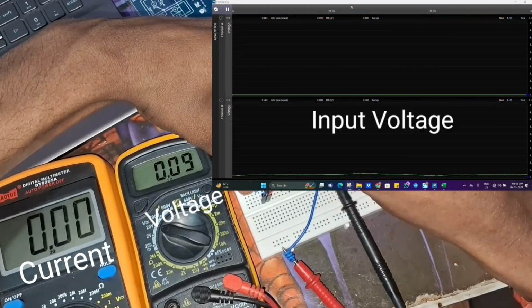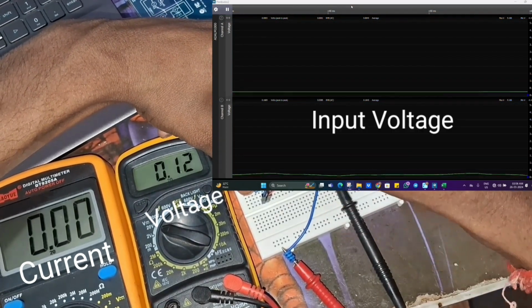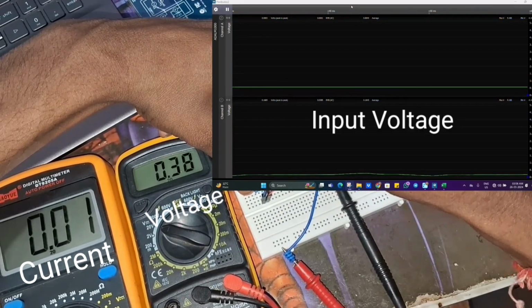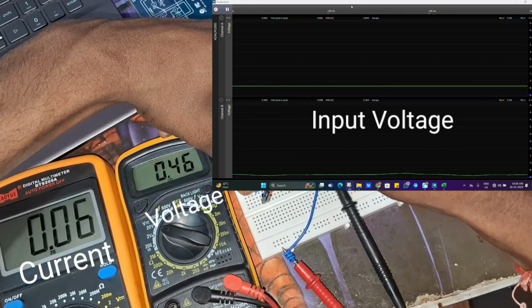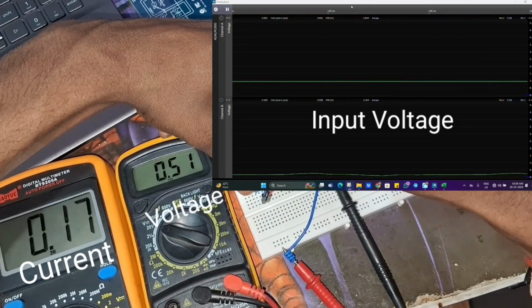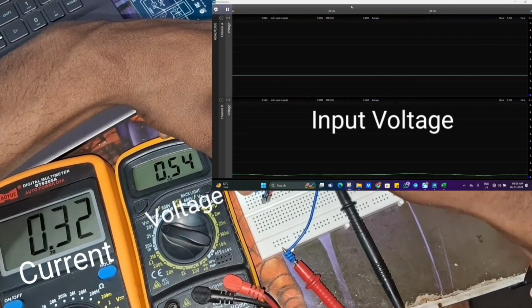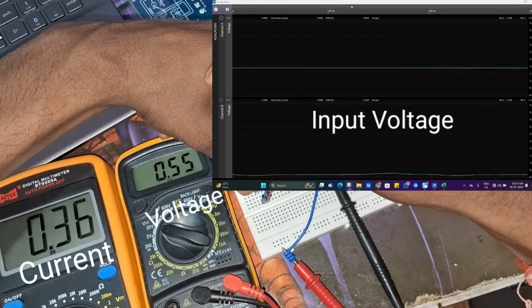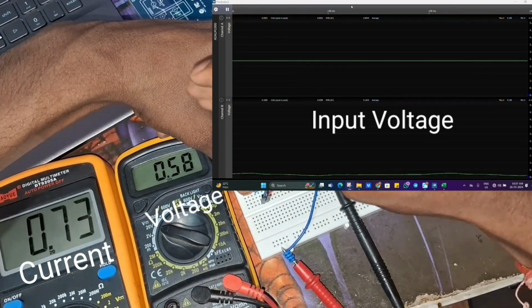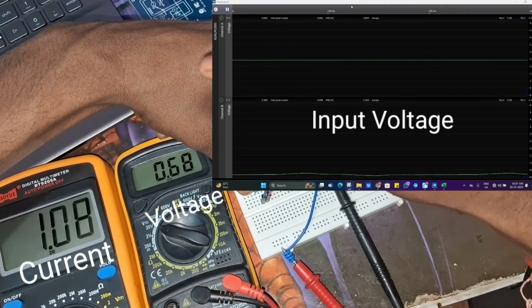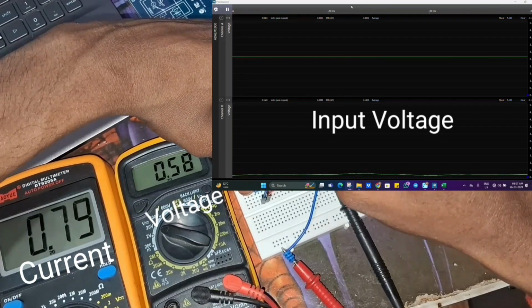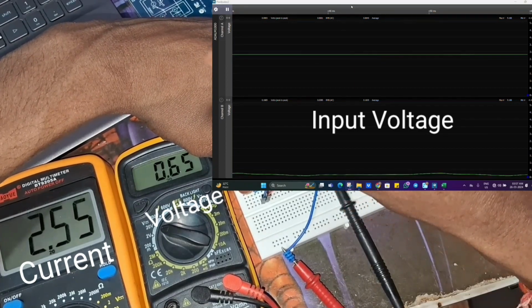In the oscilloscope you can see the voltage output which is coming from the potentiometer. So here you can see, as I move the knob, the voltage across the resistor is changing, and as the voltage is changing, the current going through the diode and resistor is also changing, as you can see.